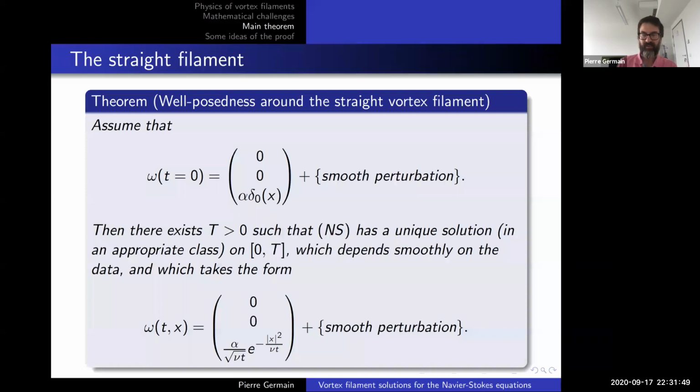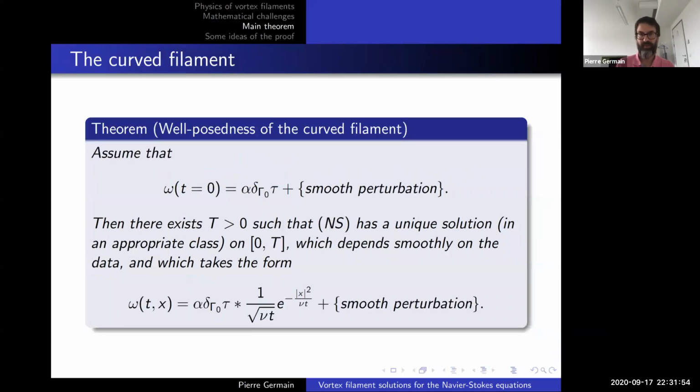So our second result deals with more involved geometry, where now the vorticity initially is supported along a curve, which is one-dimensional. As always, alpha is the strength of the vorticity, tau is the tangent to the curve, to which you might add a smooth perturbation. But even without a smooth perturbation, the theorem is difficult.